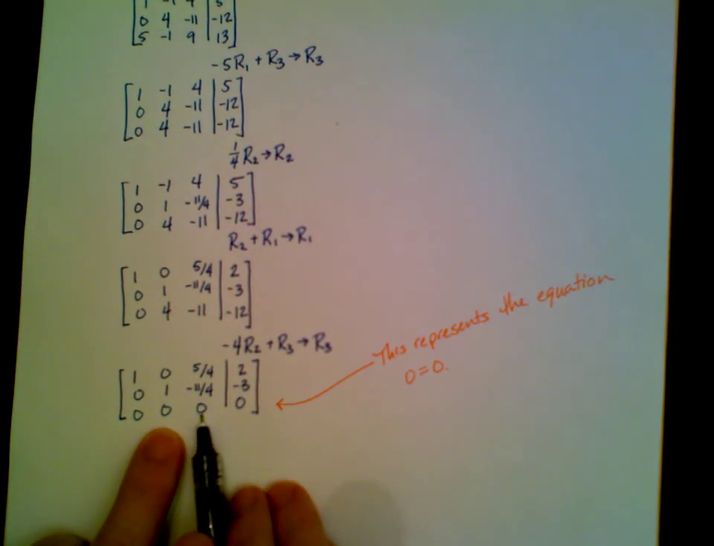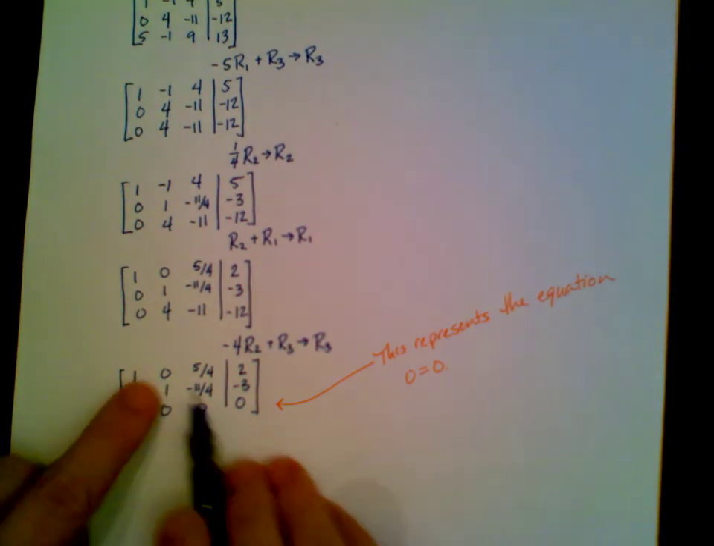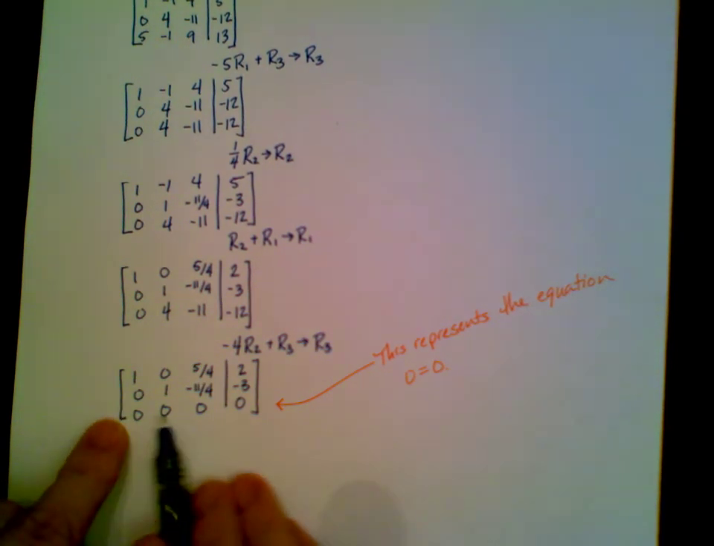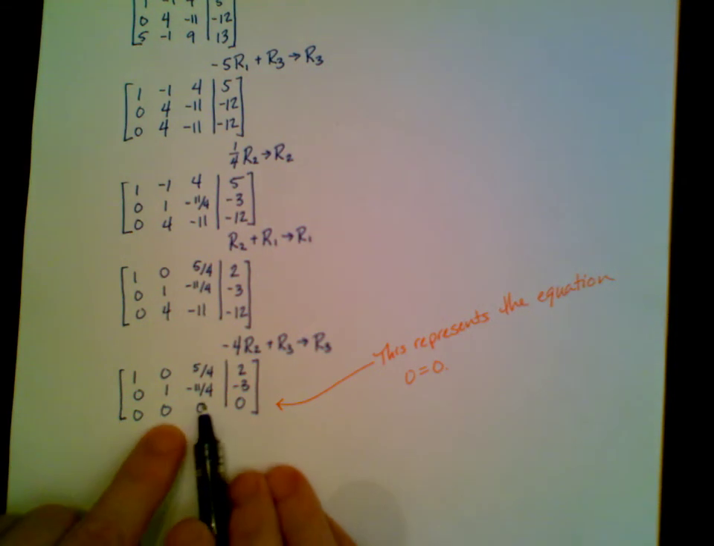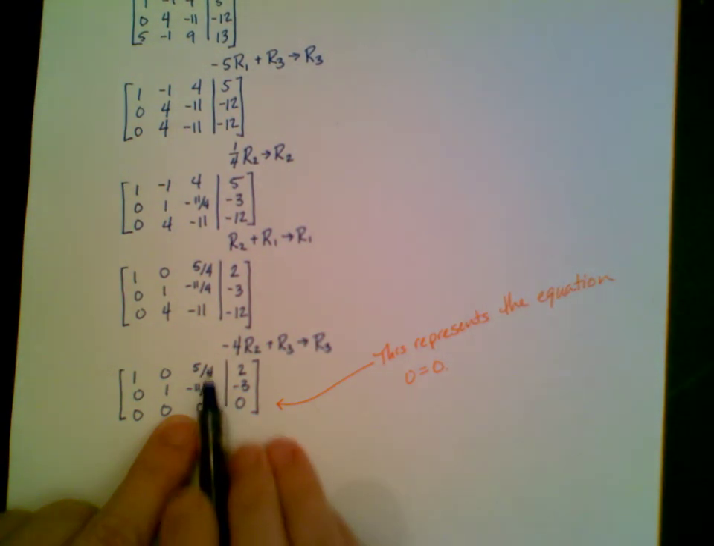There's no way to get a 1 here. I can't multiply by 1 over 0 because that's undefined. If I add one of these other rows into the 3rd row, I'll lose the zeros that I do want over here. So that row is going to stay all zeros. Without having a 1 here, there's no way to get rid of these numbers and turn them into zeros. So they're just going to stay there.